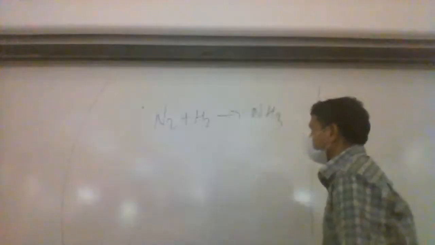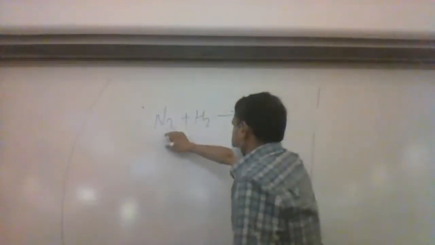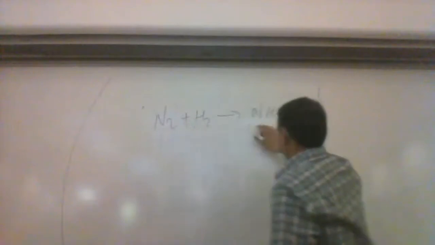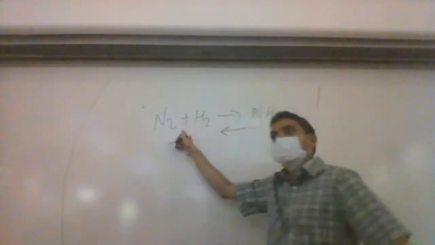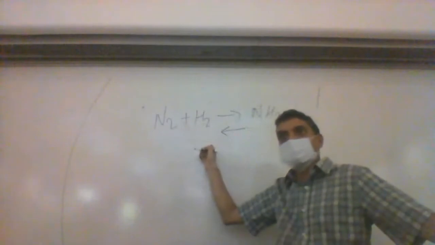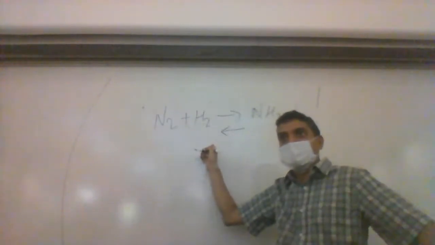But if we are doing something like this, let's say nitrogen plus hydrogen, last class, gives ammonia. So if we mix the nitrogen and hydrogen together, they give ammonia, and at the same time, when ammonia forms, ammonia is breaking to give nitrogen and hydrogen. This kind of reaction is called a reversible reaction.